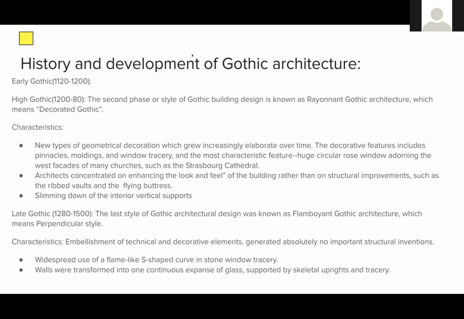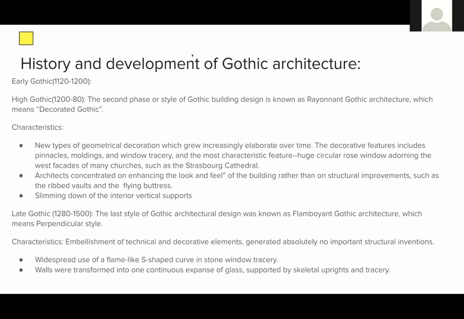First, new types of geometrical decoration, which grew increasingly elaborate over time. The decorative features include pinnacles, moldings, and window tracery, and the most characteristic feature is the huge circular rose window adorning the west facades of many churches, such as the Strasbourg Cathedral. Second, architects concentrated on enhancing the look and feel of the building rather than on structural improvements, such as the ribbed vault and the flying buttress. Third, the slimming down of the church's interior vertical supports.